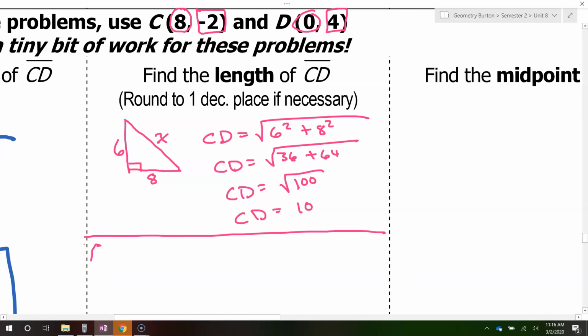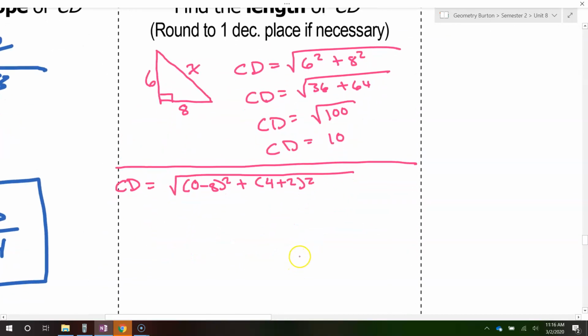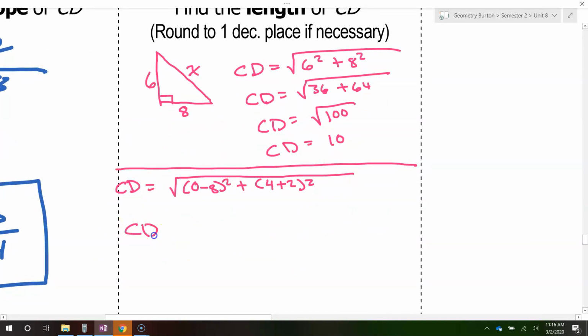So, for a second I forgot that it's not A and B anymore, it's C and D. So the distance formula method, we do x minus x. So 0 minus 8, squared, and then y minus y. So that's going to be 4 plus 2, because the whole minus and negative is a positive thing, squared. And so this is how you do it using the formula.